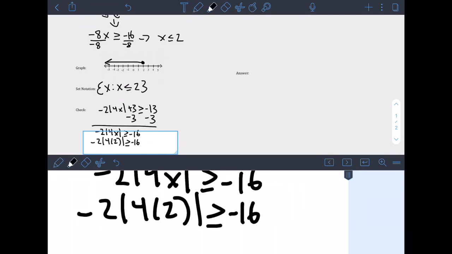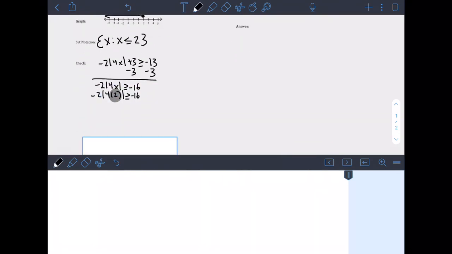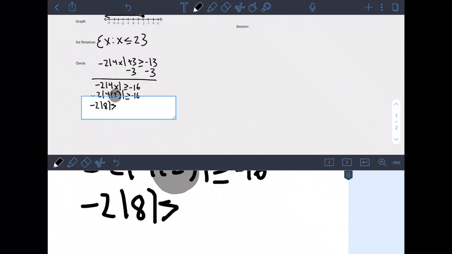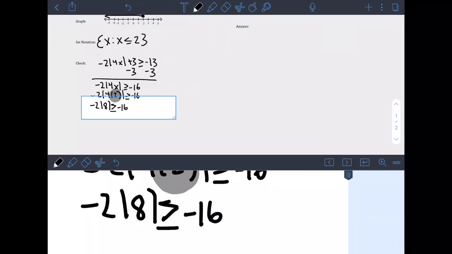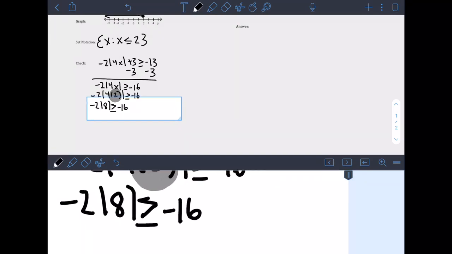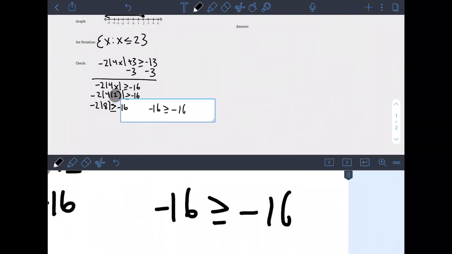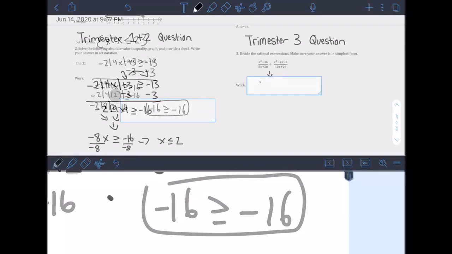And then for the next step, all I'm going to do is 4 times 2 is 8, so it's going to be -2 parentheses 4 times 2 is 8 is greater than or equal to -16. And then -2 times 8 is -16, and -16 is greater than or equal to -16. So that is the end of the first problem.